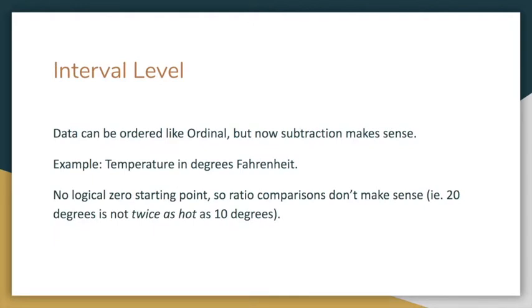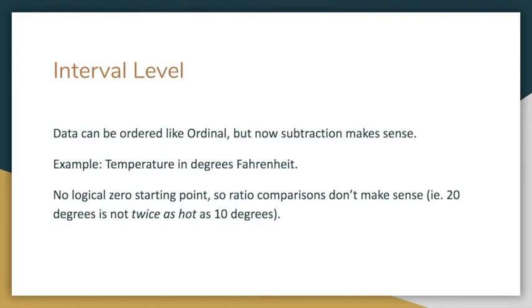The next level is interval. Now we have data that can be ordered, and subtraction makes sense, so we're dealing with numbers. One good example of this would be temperature. If today it's 80 degrees and tomorrow it's 90 degrees, I can subtract those two and get a difference. But say we're in the winter time and one day is 20 degrees and the next day is 10 degrees. It doesn't make sense to say 20 is twice as hot as 10, because if you're talking about the Fahrenheit scale, 20 degrees is still not very hot. So we wouldn't say something like twice as hot.